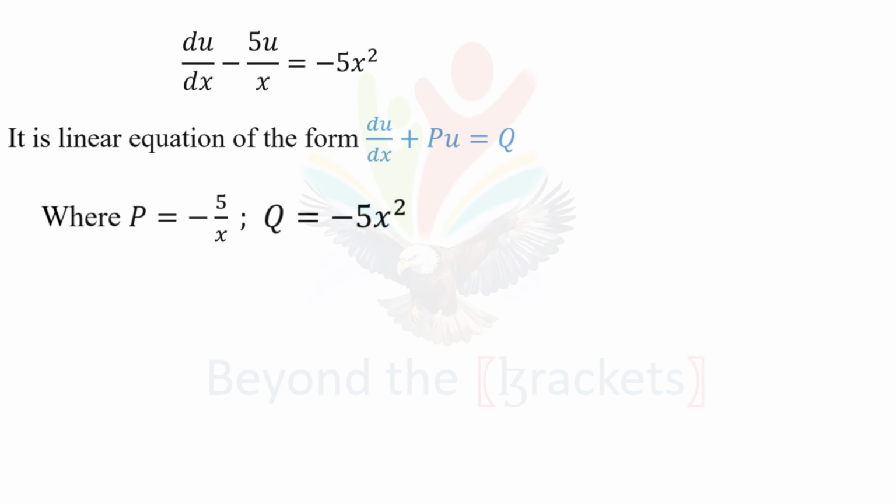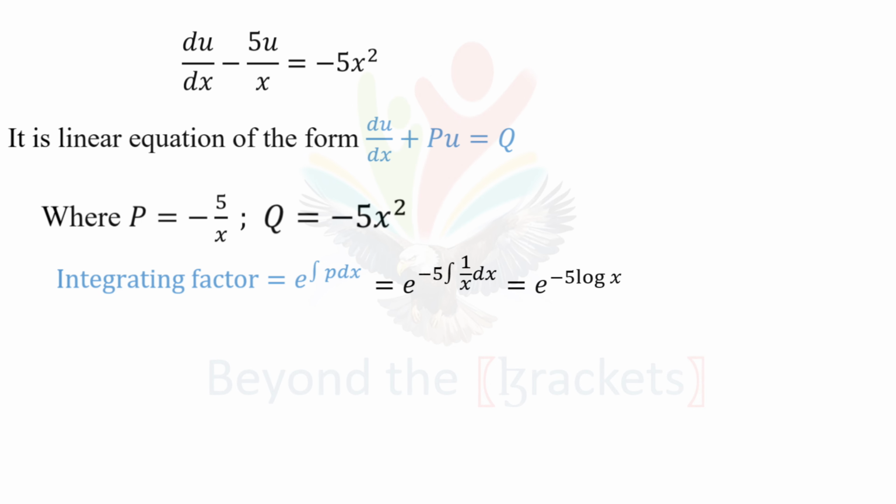For the linear differential equation, the integrating factor is given by e power integration of p dx. So e power minus 5, which is a constant, times integration of 1 by x dx. So e power integration of 1 by x will be log x. Again, a log p can be written as log p power a. On simplification, the integrating factor is 1 by x power 5.